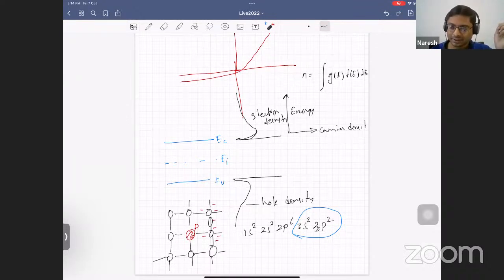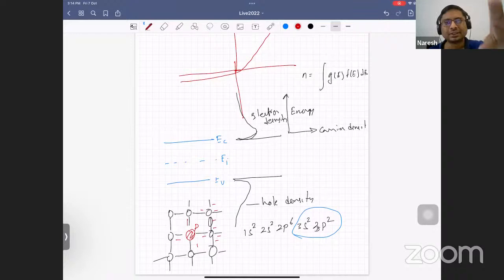Now what we are doing is, we are introducing an element like phosphorus, which has 5 electrons. So 4 of those electrons from phosphorus will be used for bonding, because there are 4 bonds. Each silicon is bonded to 4 other atoms. But the remaining electron now is completely free to move about wherever it wants in the lattice.